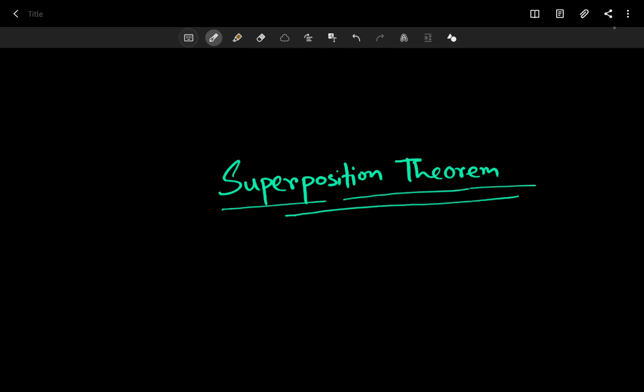Okay, so in this lecture, we will talk about the superposition theorem. So what does it mean to superpose something? To superpose something actually means to put something on top of another and add up their effects. For example, you have seen waves superposing on one another.